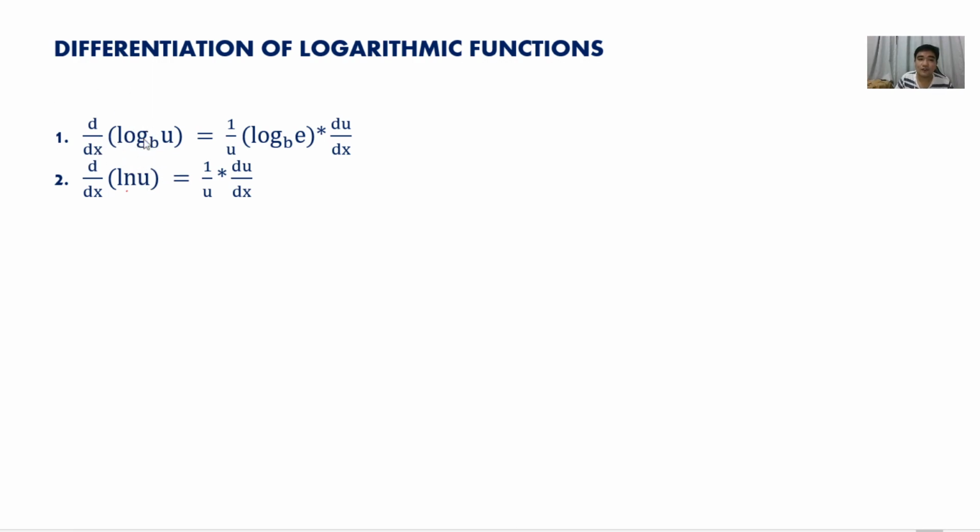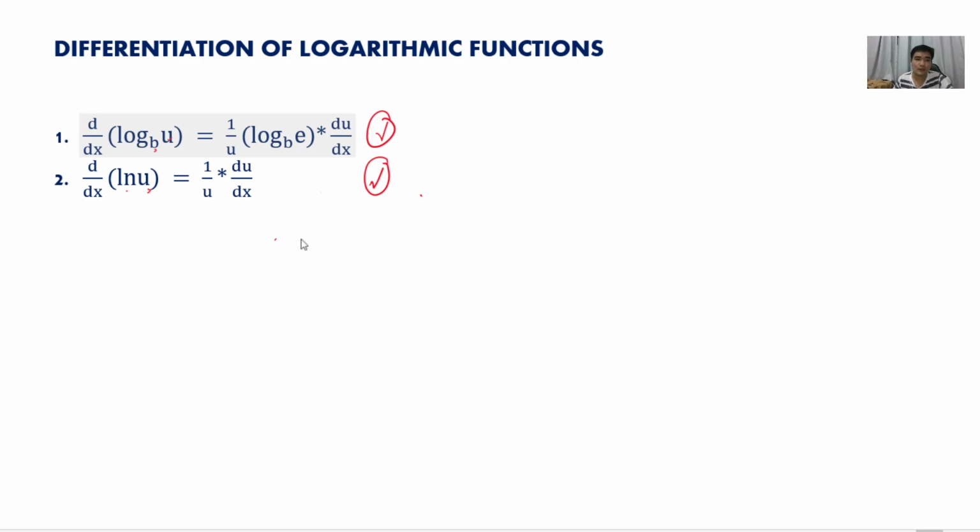So the derivative of logarithm of u to the base b, okay, is equal daw class sa 1 all over yung function u natin times the logarithm of e to the base b and then times derivative of your function u with respect to x. Okay? And then yung pangalawa, okay, this is the first. Okay, and then yung second one is the derivative of ln of u. Okay, ano daw yung derivative ng ln of u natin, class? So itong u natin is a function na differentiable with respect to x. Okay, so that is 1 all over u times yung derivative of your function u with respect to x.